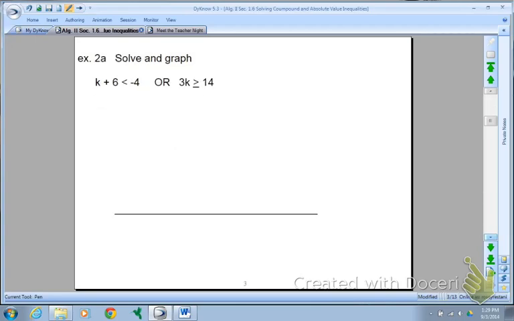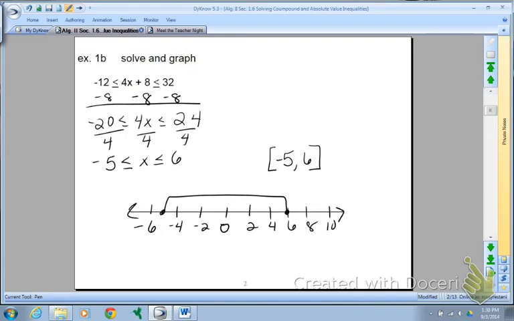Example 2a, we have two inequalities formed by the word or. K plus 6 is less than 4, or 3k minus 4 greater than or equal to 14. By the way, let me back up for just a minute. This inequality, when we have two, that's a combined inequality. In other words, this is an and.